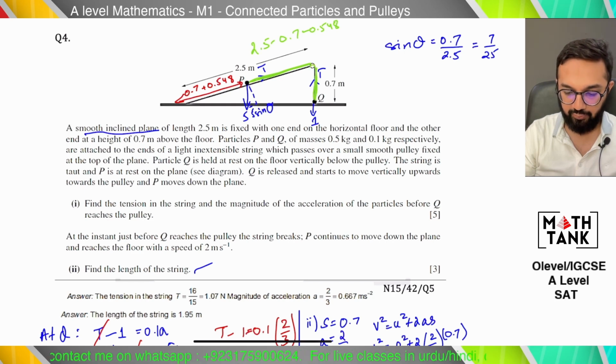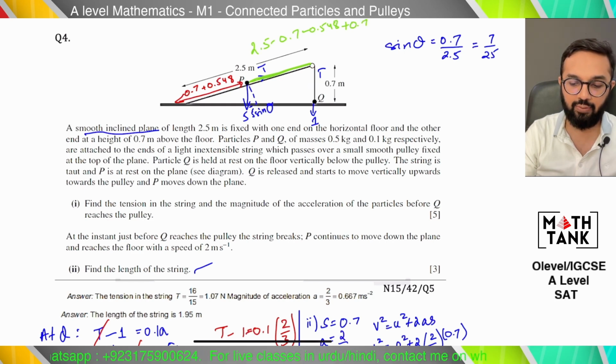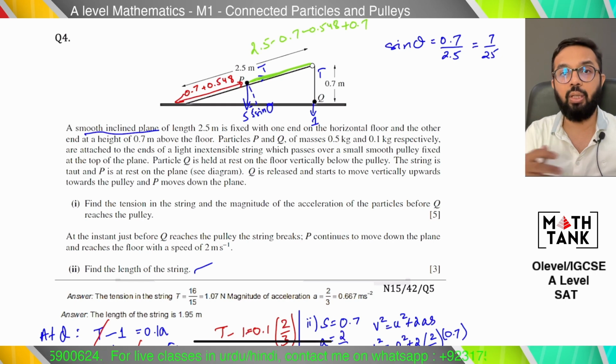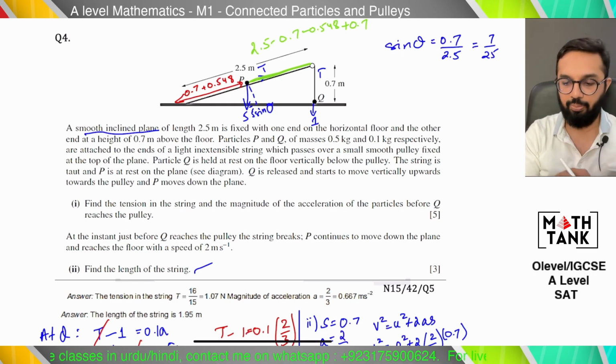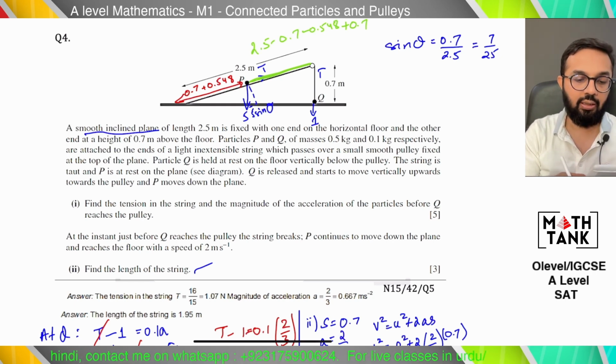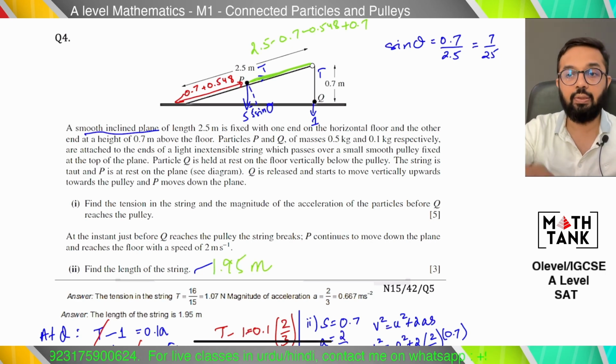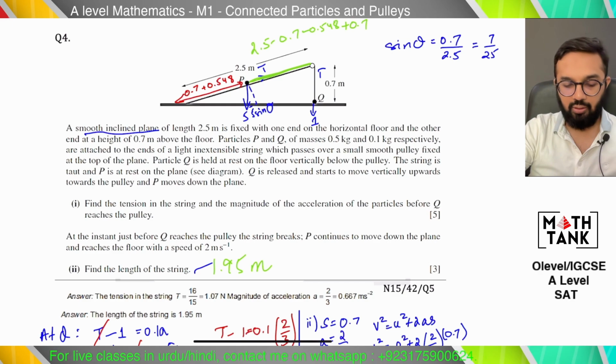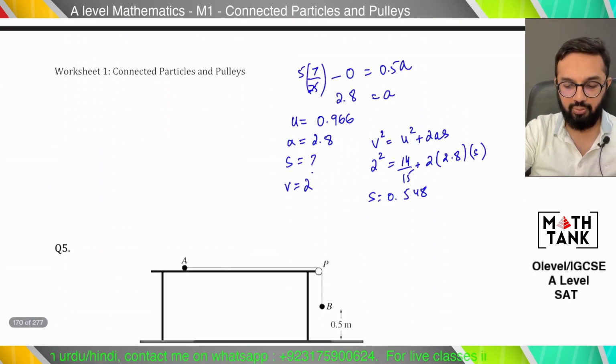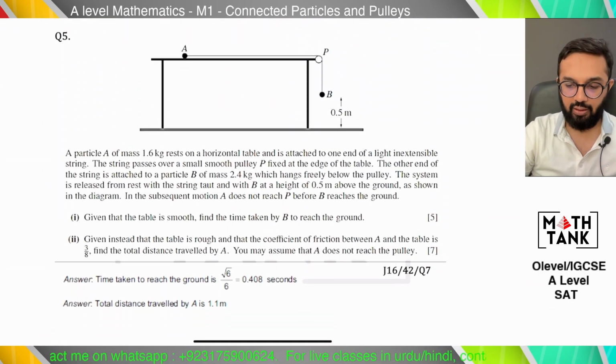What is the total length of the string? I'll have to add another 0.7 here as well. So it's just 2.5 minus 0.548. That gives me 1.95 meters. Okay, that's question number 4. Let's do question number 5.